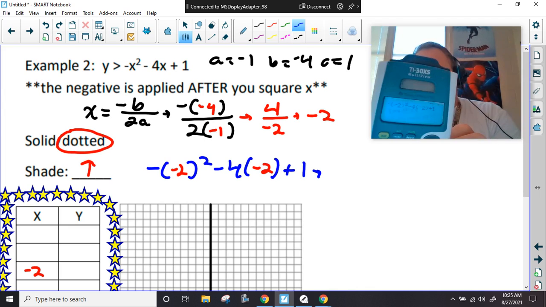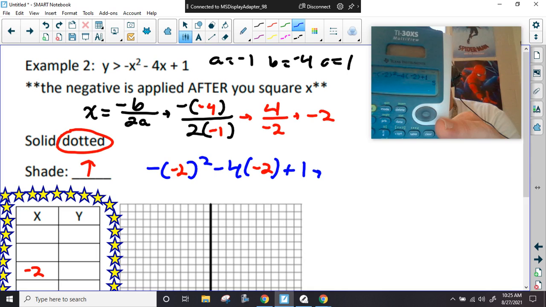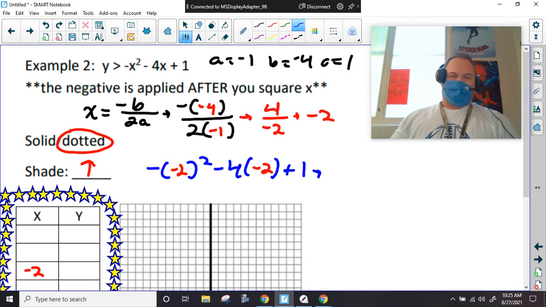All right. Now, when we're typing into the calculator, we have to make sure that the negative is on the outside before we square it. And we end up getting 5.